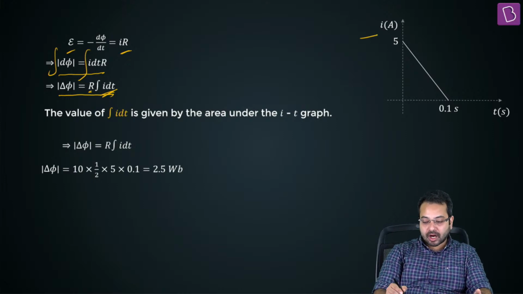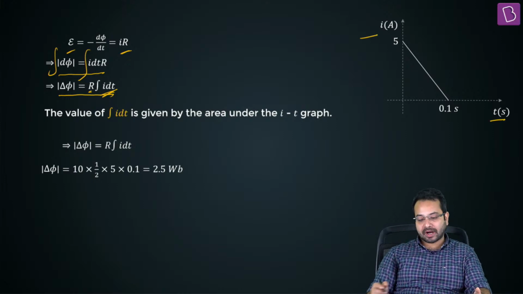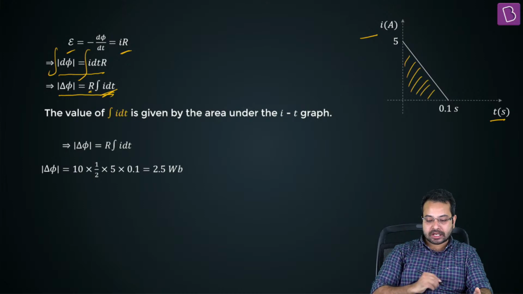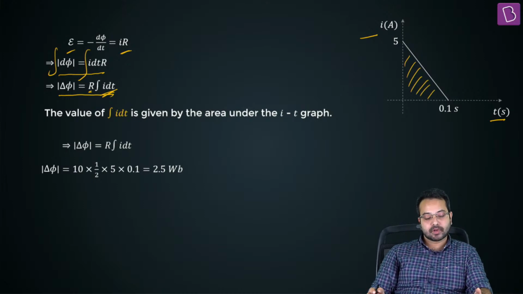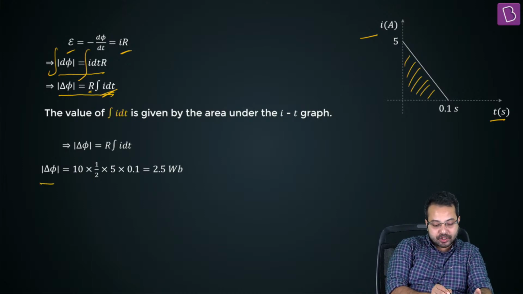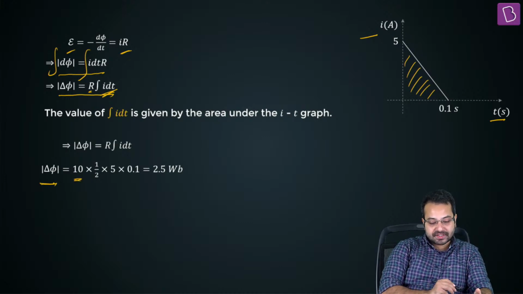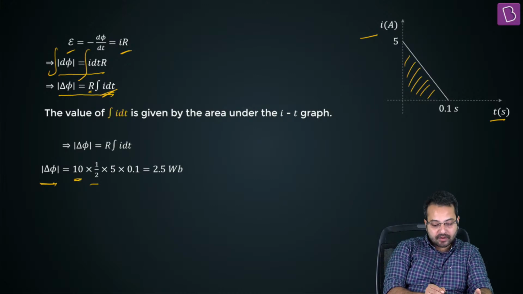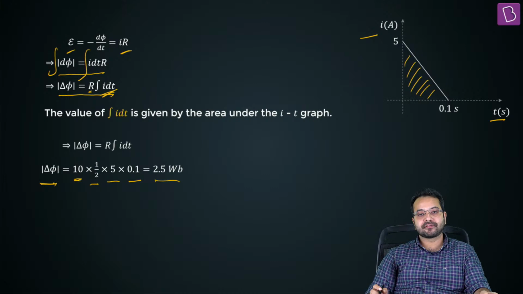Now from the IT graph, what is integral of I dt? It will be the area under the curve. Is that correct? Okay. So we are going to make the substitution here. So delta phi will be equal to 10, which is the resistance, into half into base into height, and this is going to give me 2.5 Weber as my answer.